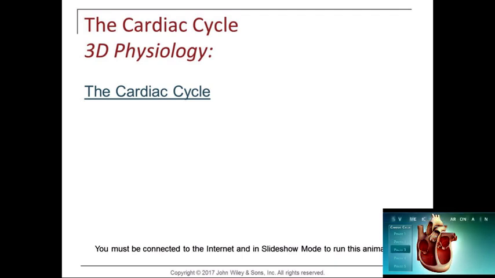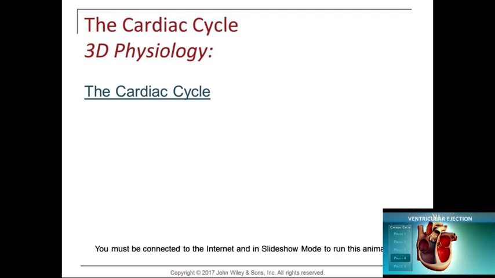Phase 3, isovolumic ventricular contraction, occurs as the ventricles begin to contract. Pressure rapidly increases within each ventricle, forcing the atrioventricular valves to close. Since both atrioventricular valves and both semilunar valves are closed, blood pressure within the ventricles increases, but the blood volume actually remains unchanged. This is said to be isovolumetric.